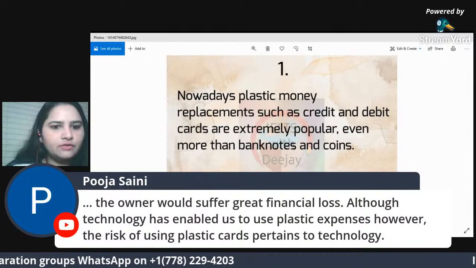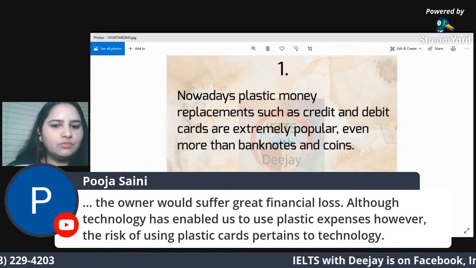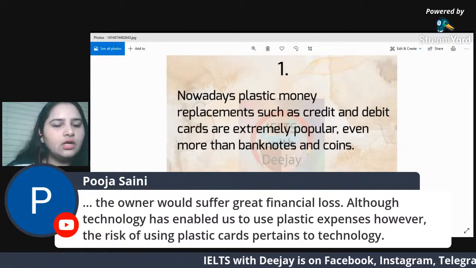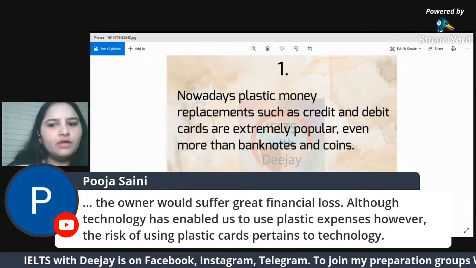The owner would suffer financial loss, although technology has enabled us to use plastic money. However, the risk of using plastic cards pertains to technology. True.